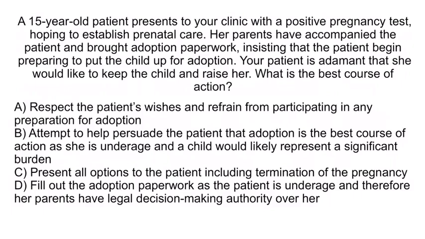A. Respect the patient's wishes and refrain from participating in any preparation for adoption. B. Attempt to persuade the patient that adoption is the best course of action as she is underage and a child would likely represent a significant burden. C. Present all options to the patient, including termination of the pregnancy. D. Fill out the adoption paperwork as the patient is underage and therefore her parents have legal decision-making authority over her.